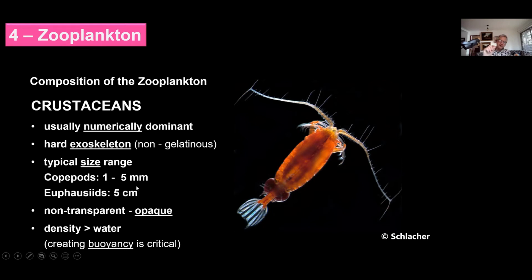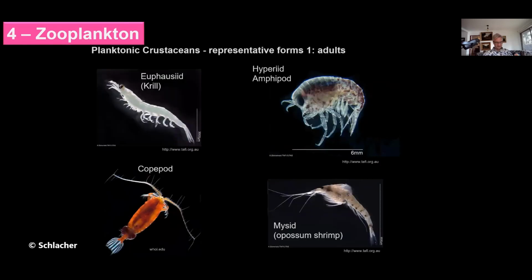Usually the size range is about 1 to 5 millimeters for copepods, which is quite okay. And euphausiids can be 5 centimeters. The problem is they're usually denser than water, which basically means they have to continually swim because they sink.